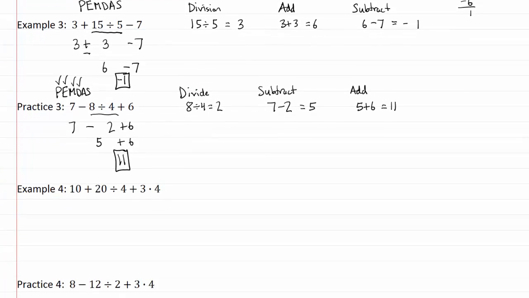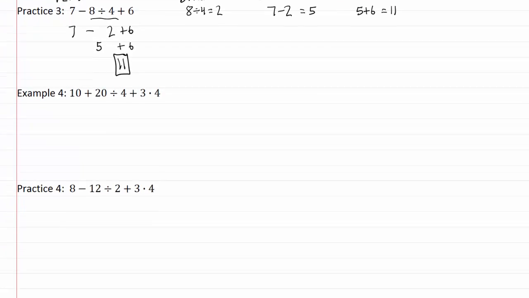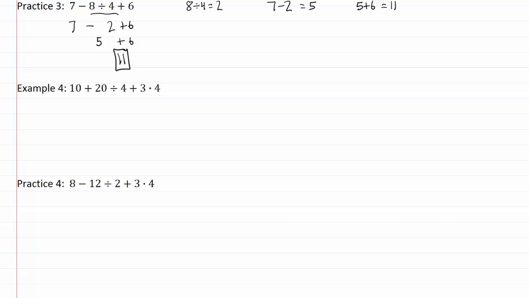I'm going to scroll down here and look at example 4 and practice 4. So again, to solve these questions, no different, we're going to be using PEMDAS. So I am going to look for parentheses, and I don't see any parentheses. So we've got that done. There are no exponents either. So now we look for multiplication and division as we read through the problem from left to right. So I've got 10 plus 20 divided by 4. So that's my first division. I got to take care of that.